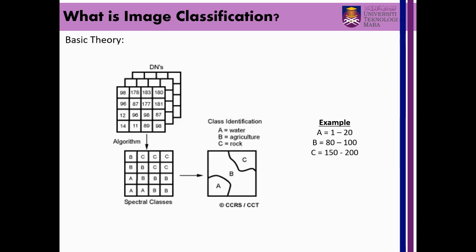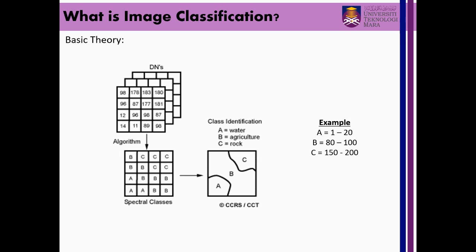This is how the classification process is done. So the raster image is made from several pixels or grids. Every pixel has its own digital number, as we can see in this figure. So we will apply the algorithm, which is unsupervised classification or supervised classification, to the raster image, and the algorithm will classify the pixels to their specific classes.